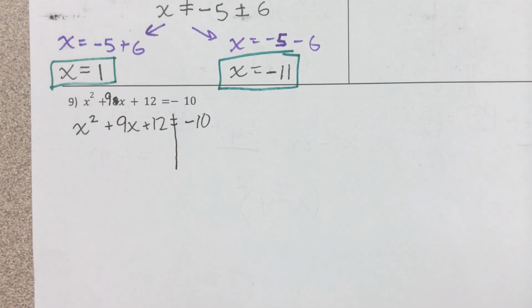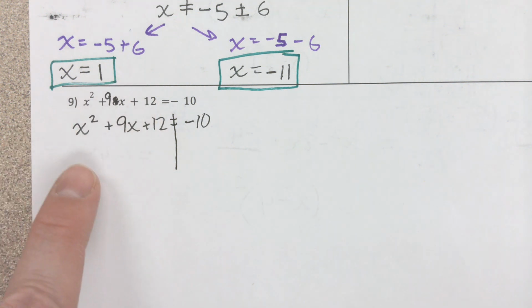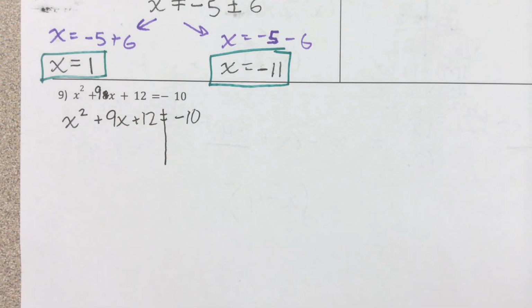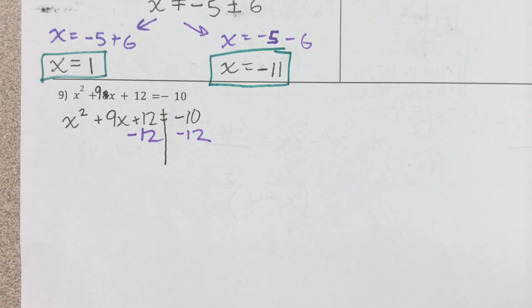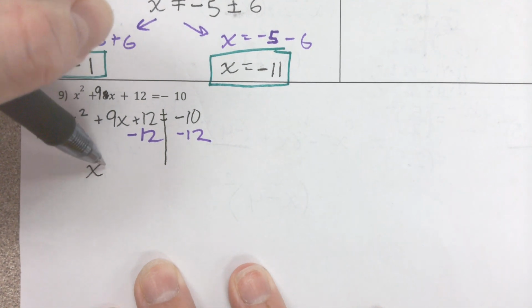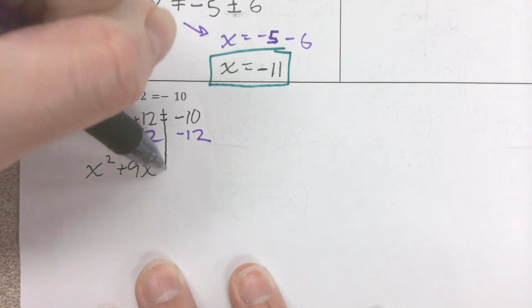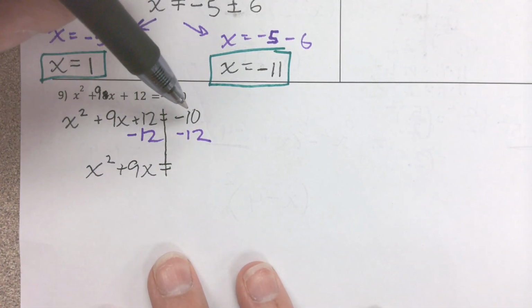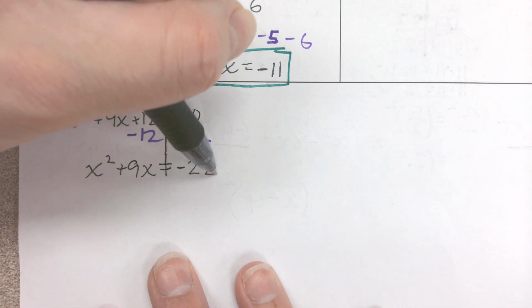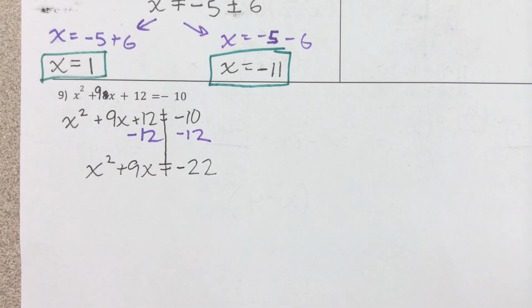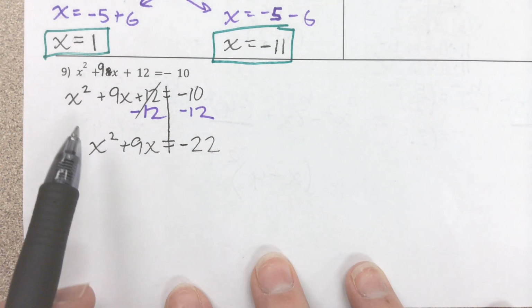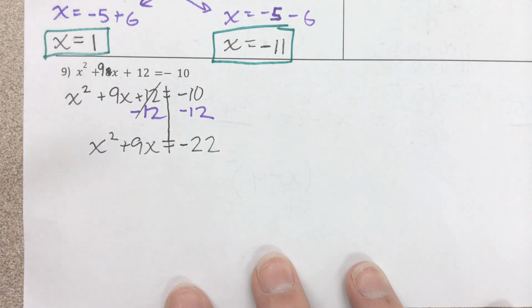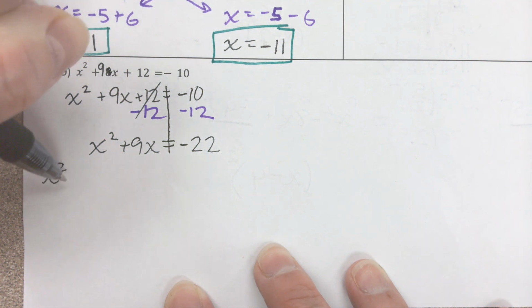So our first step here is to make sure we only have x's on the left side. That 12 needs to get to the other side. This is a plus 12, I'll minus 12 on both sides. X squared plus 9x equals negative 10 minus 12, that's negative 22. We have only x's on the left, which is what we want. Now we can set up the completing the square.